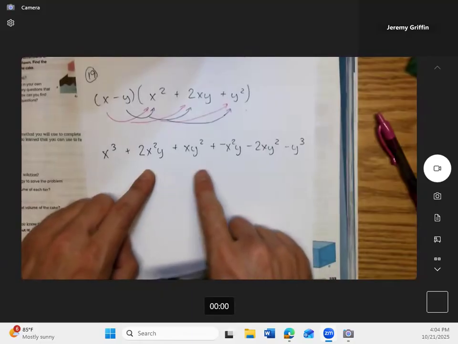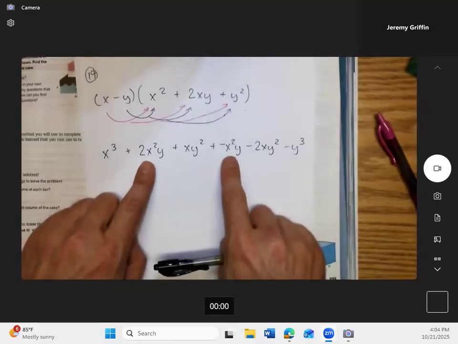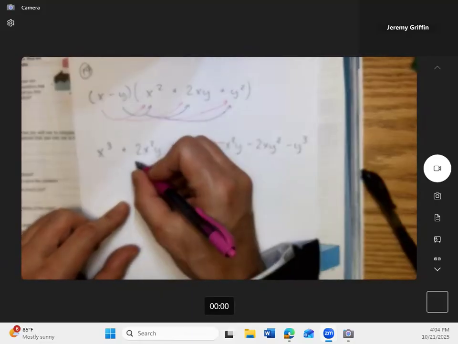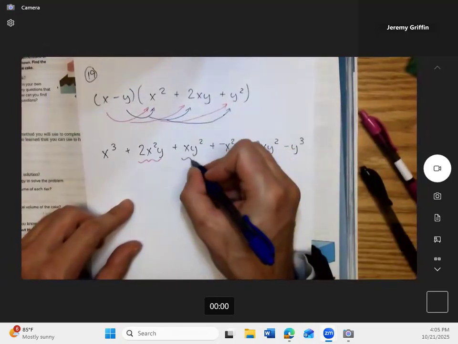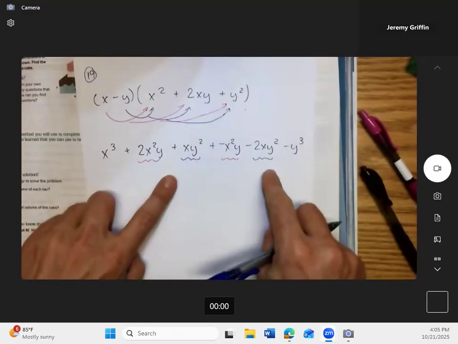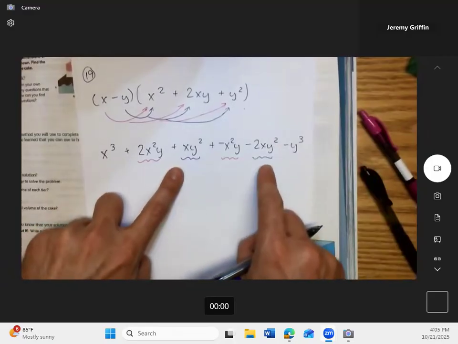Right now, do these consolidate? Oh, okay, I see a couple of x squared y terms here. So this and this I can combine. Also, xy squared I see there and also there. So I can combine these 2 pink terms and these 2 blue terms.